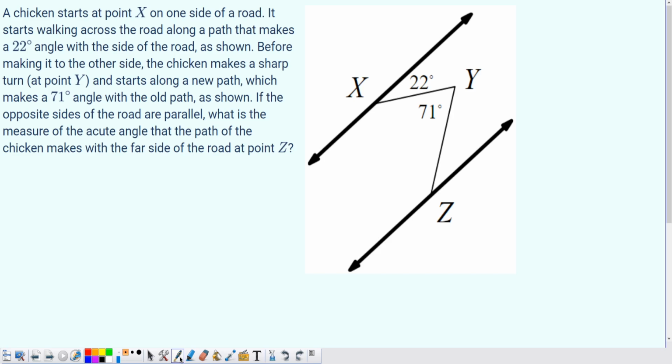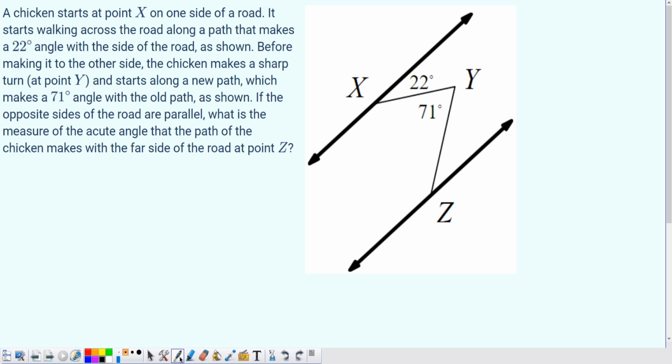A chicken starts at point X on one side of a road. It starts walking across the road along a path that makes a 22-degree angle with the side of the road, as shown. Before making it to the other side, the chicken makes a sharp turn at point Y and starts along a new path which makes a 71-degree angle with the old path, as shown.